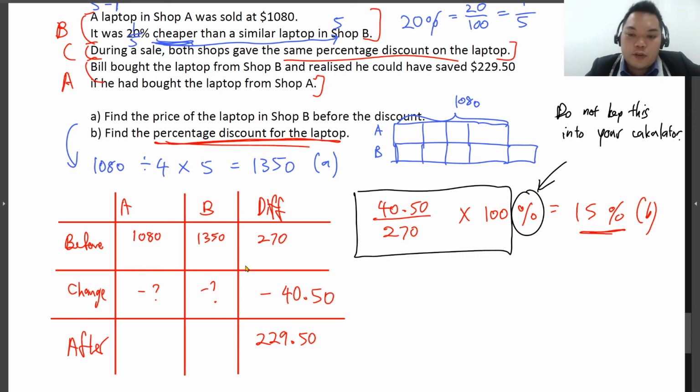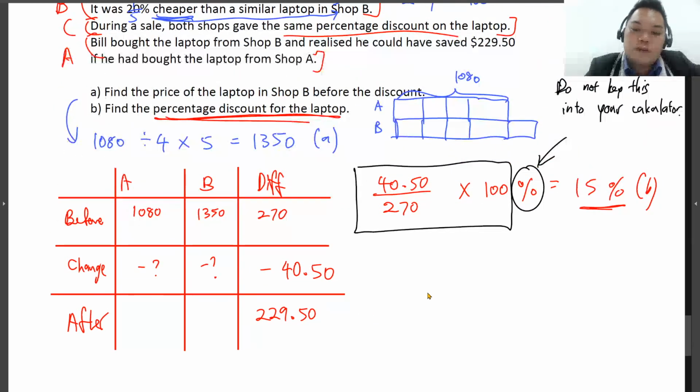Okay, got it? So the answer for A will be $1350. Answer for B will be 15%.